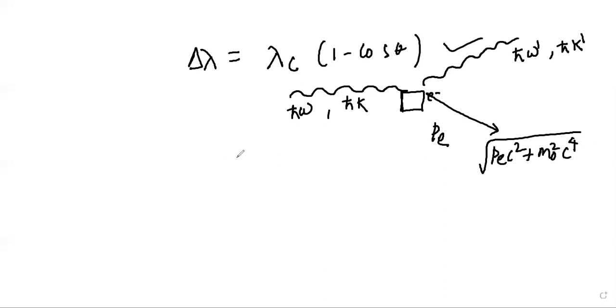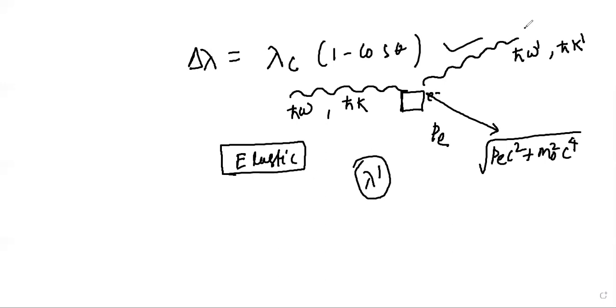Considering it to be an elastic collision, you can easily show the presence of the longer wavelength lambda prime in the scattered radiation, right? And the unscattered radiation is lambda, the Thomson component. The longer wavelength component that you are getting is known as the Compton component. So this is all about the Compton effect or Compton scattering.